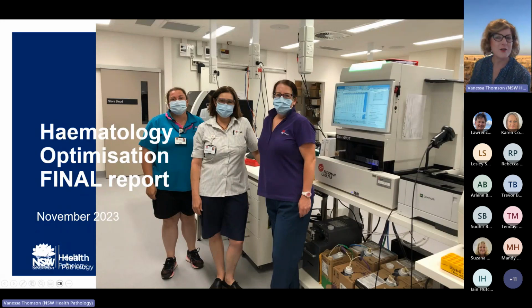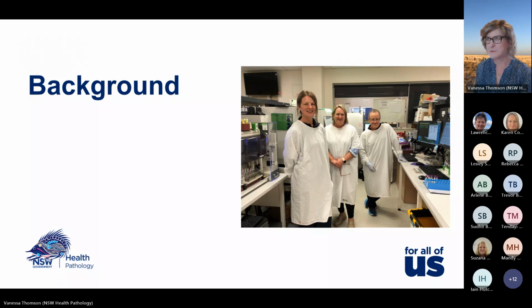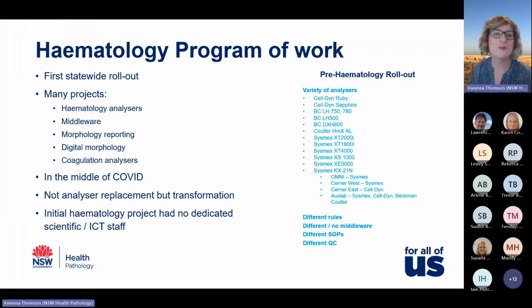So I'm just going to start off and give a little bit of a background of the Haematology Optimisation project. Just to remind everybody where we came from, the haematology program of work started after the haematology tender. It was a huge analyzer rollout. It really included the haematology analyzers, middleware, morphology reporting, digital morphology pilot, and the coagulation analyzers. But obviously today we are just talking about the second phase, which is the haematology optimization.